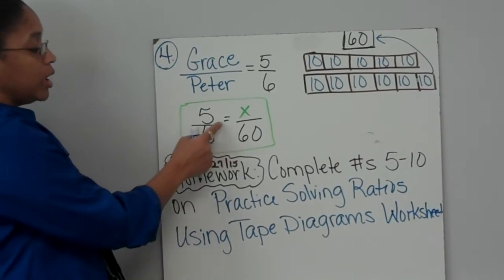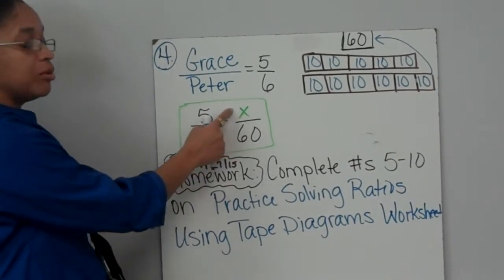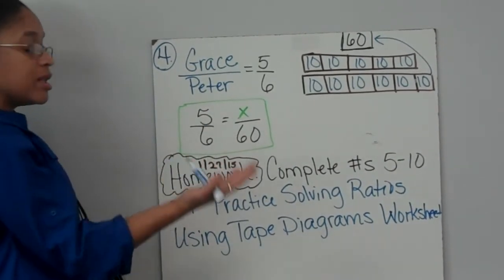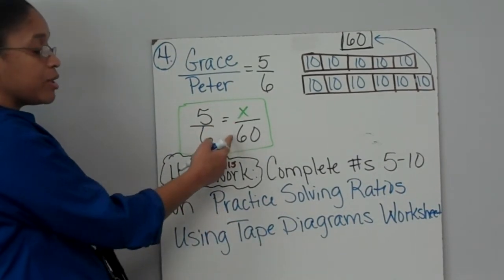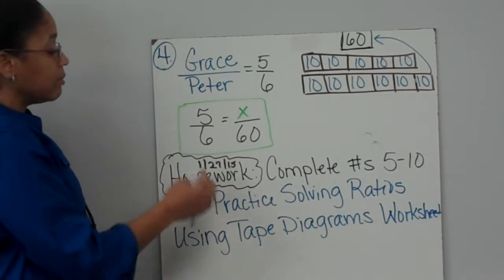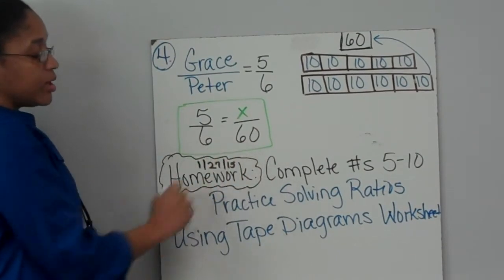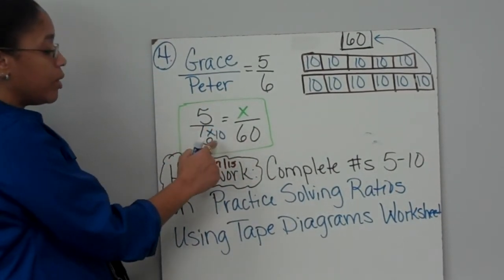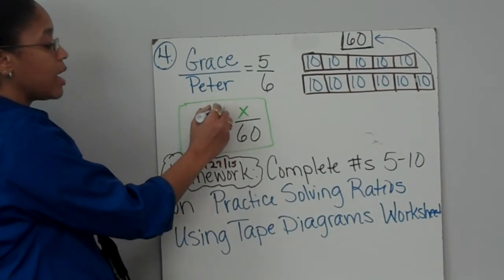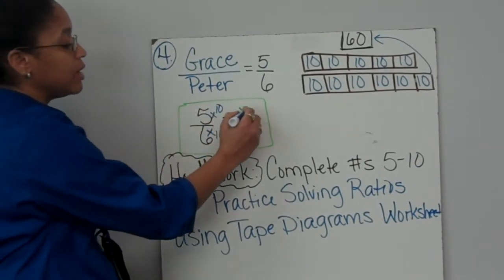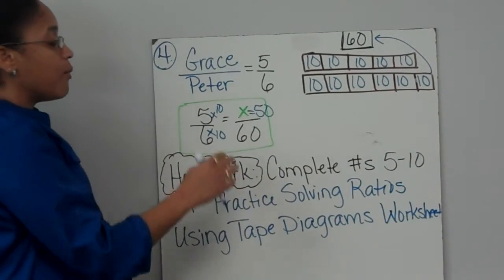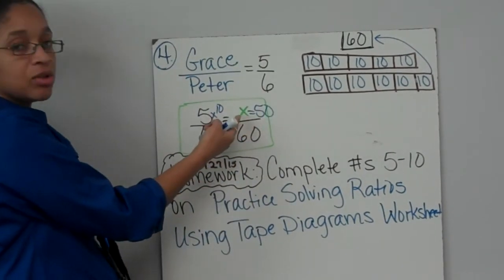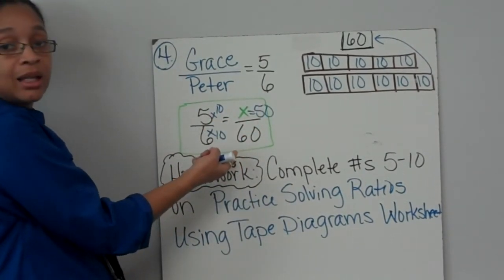Grace over Peter equals Grace over Peter. I don't know Grace, but I know Peter is 60. So then I say x over 60, or x divided by 60. Well, 60 times what? 6 times what give me 60? Well, that'll be times 10. Whatever I do to the bottom, got to do to the top. 5 times 10 is 50, so x equals 50. So when Grace's string is 50 inches, Peter's string is 60 inches.